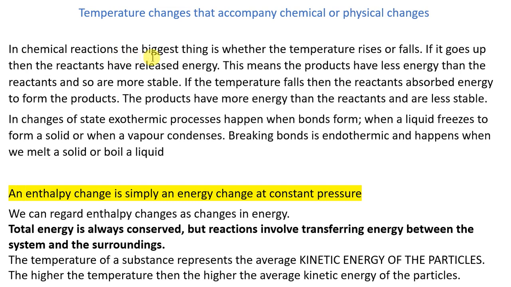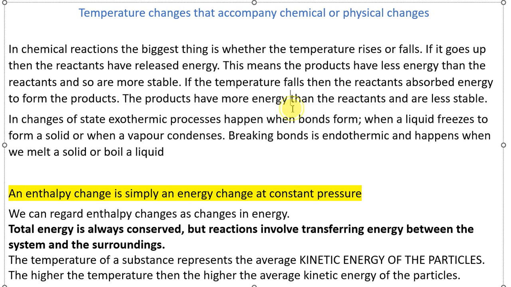In chemical reactions, the biggest thing is whether the temperature rises or falls. If it goes up, then the reactants have released energy. That means that the products have less energy than the reactants and so are more stable. If the temperature falls, then the reactants absorbed energy to form the products. Products have more energy than the reactants and so are less stable.